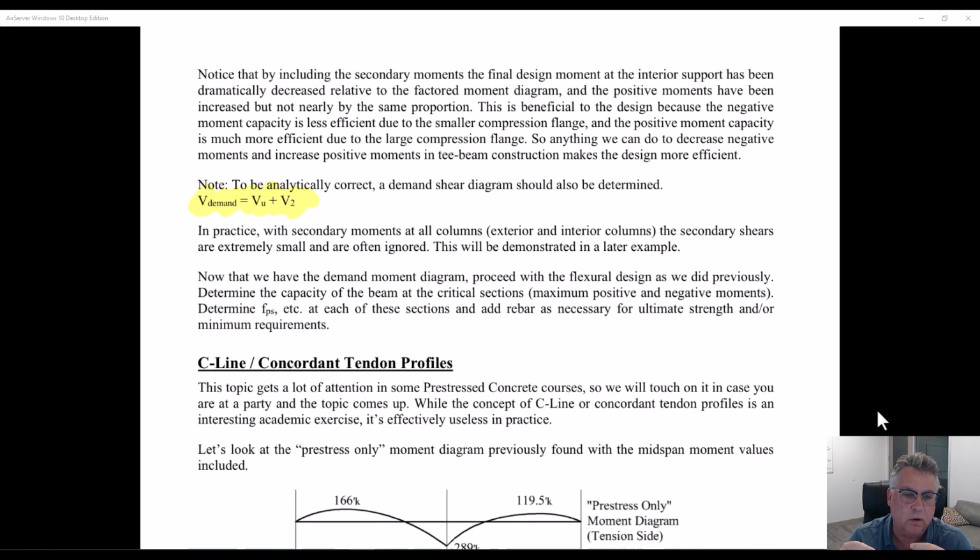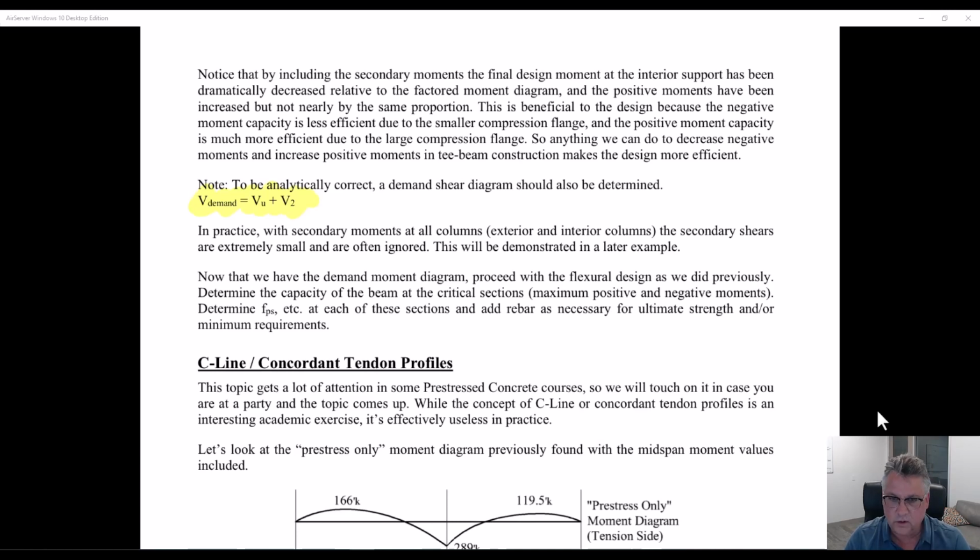Now, let's be really clear. We're in the academic world. There are secondary shears. There are secondary reactions. They exist. You can be tested on those, and for this class, they always exist. The code is silent on whether or not you need to include the secondary shears in the shear design of beams. So the world, software programmers, people who write books, have not included the secondary shears in shear demand.